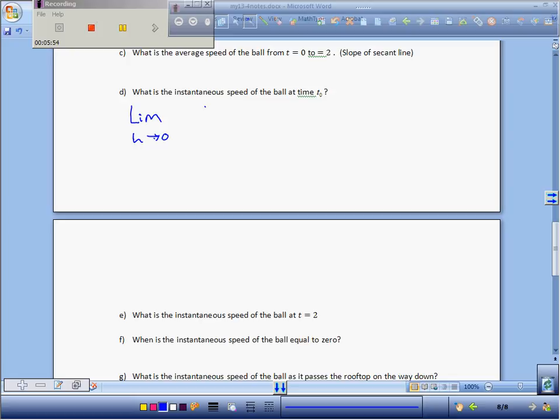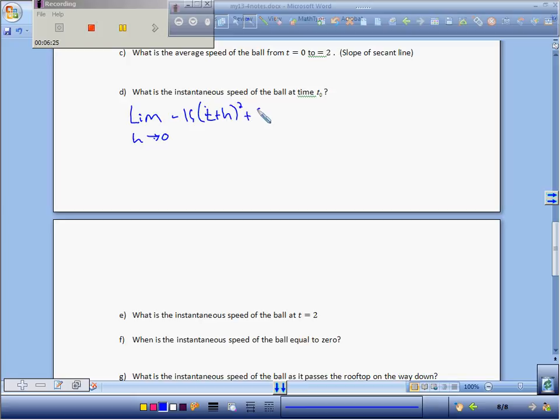I'm not going to do the whole thing. I'll leave it as an exercise for the student. What you get is the limit of negative 16 times the quantity t plus h, squared.